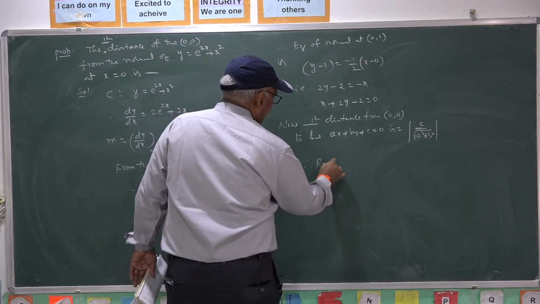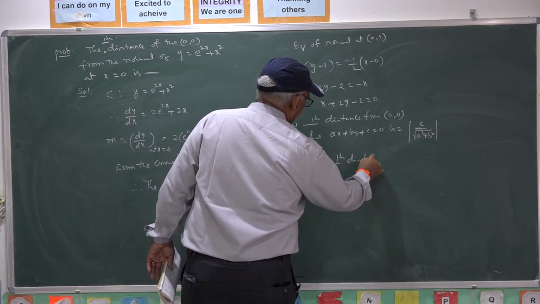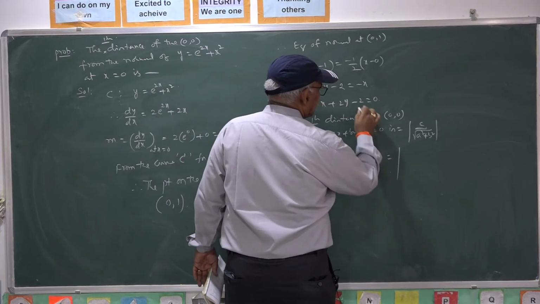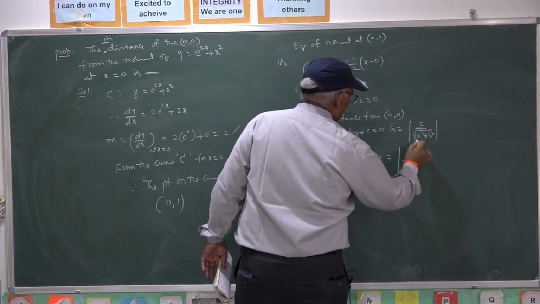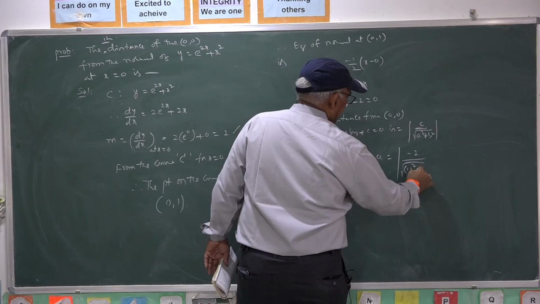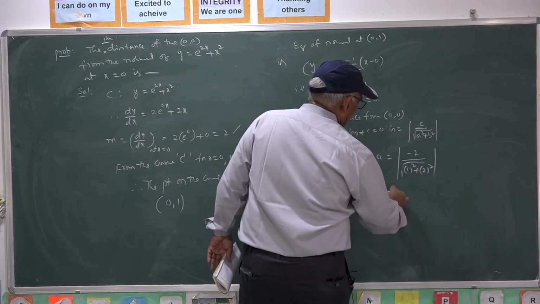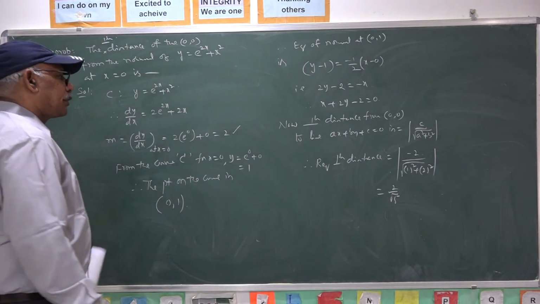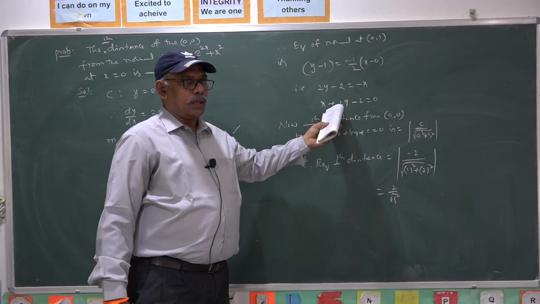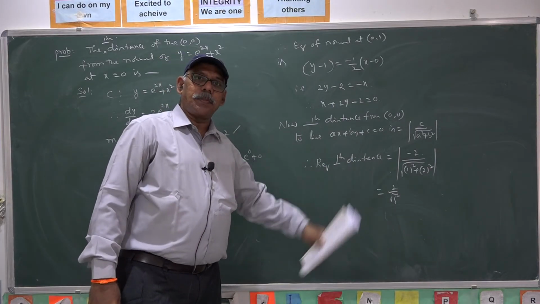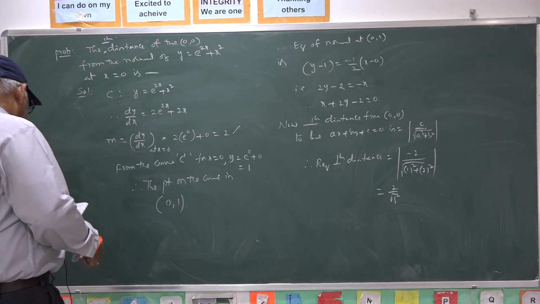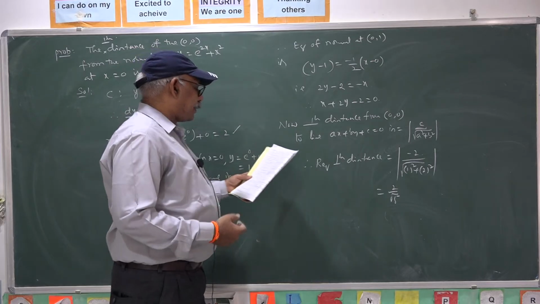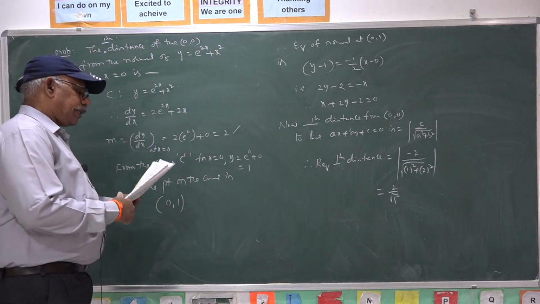Therefore, the required perpendicular distance from origin to the normal is modulus of c, which is minus 2, by root over x coefficient square plus y coefficient square, that is 2 by root 5. So, you can find the perpendicular distance from origin to the normal. Similarly, to the tangent also you can find the perpendicular distance. Once you develop the equation of the normal and tangent, you can find the distances from origin to the tangent and normal.